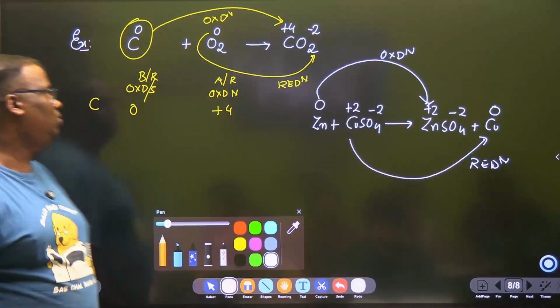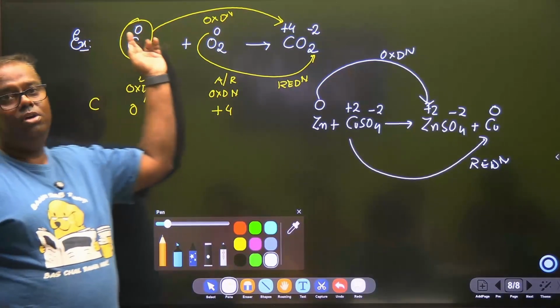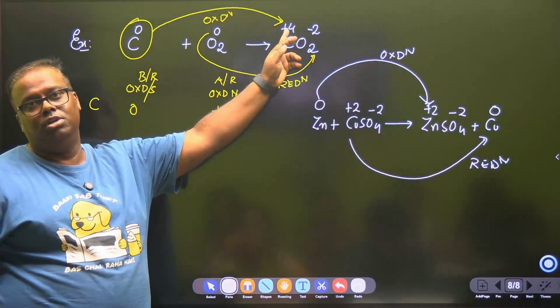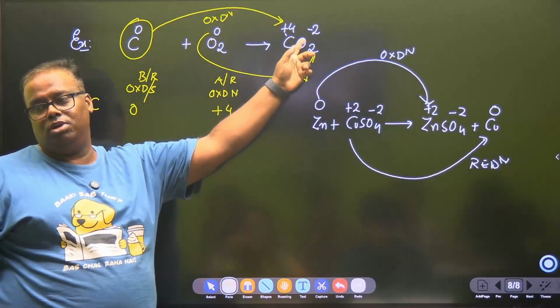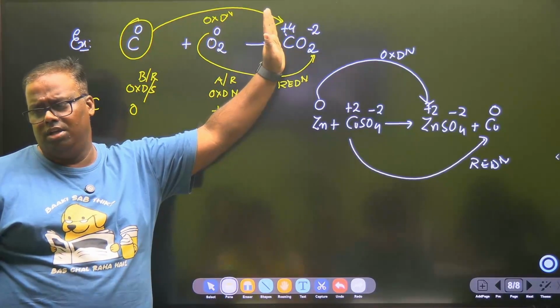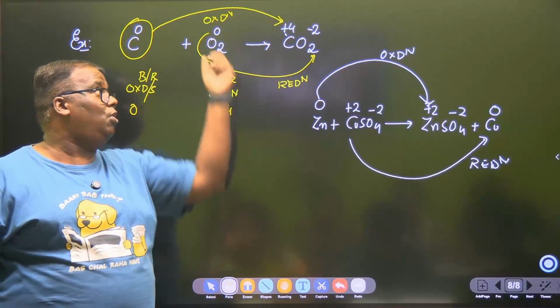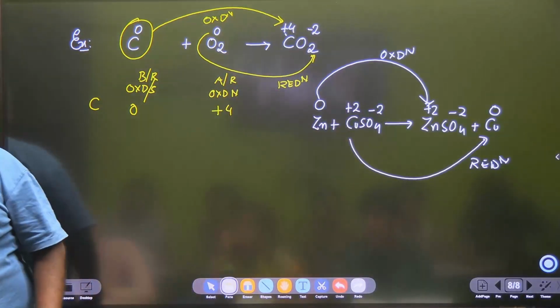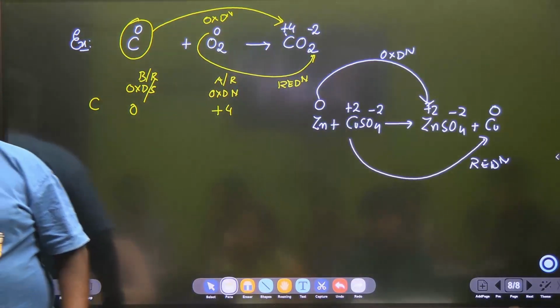C plus O2. Okay. C was 0. And in CO2, C is coming with +4. 0 became +4 is an increase in oxidation state. Oxidized straight away. And 0 became -2 is a reduction in oxidation state. Reduction straight away. No second thoughts.